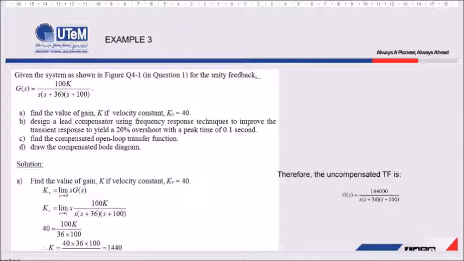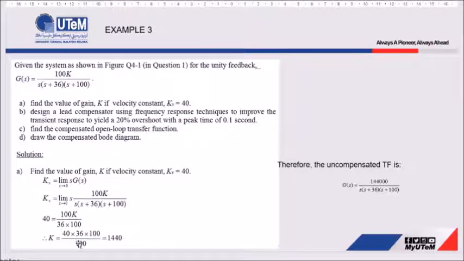From here, we can find the value of K, which is equal to 40 times 36 times 100 divided by 100. Simply we move this part and this denominator to here and it becomes like this, and then this one moves to here, which means divide by 100. So the result becomes K equal to 1440. Okay, so the uncompensated system with Kv equal to 40 becomes G(s) equal to 144,000 divided by this denominator.